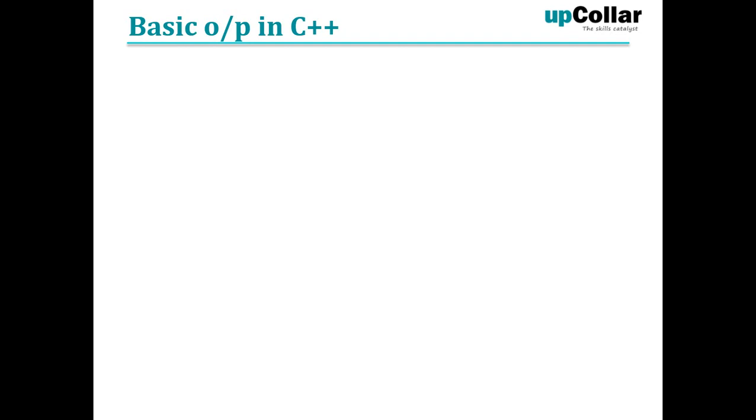Handling input and output in C++. C++ comes with libraries which provide us with many ways of performing input and output. In C++, input and output is performed in the form of a sequence of bytes, more commonly known as streams. So let's look into how to handle output in C++.